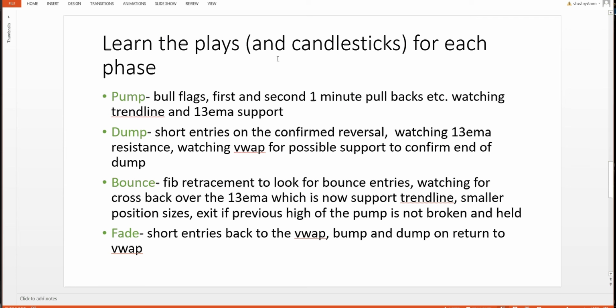Obviously, in the morning, on those morning spikes and the pump phases, we're looking at those bull flags. We're looking at first and second 1-minute pullbacks. We're looking at pullbacks into our hard trend lines that we've drawn, and we're watching. Usually on the pump, we'll be way above the 13 EMA, but we're watching for it to stay above the 13 EMA. Sometimes I'll be on the 9 EMA for a little bit tighter, and making sure I'm above the 9. But that's what I'm watching during those pumps.